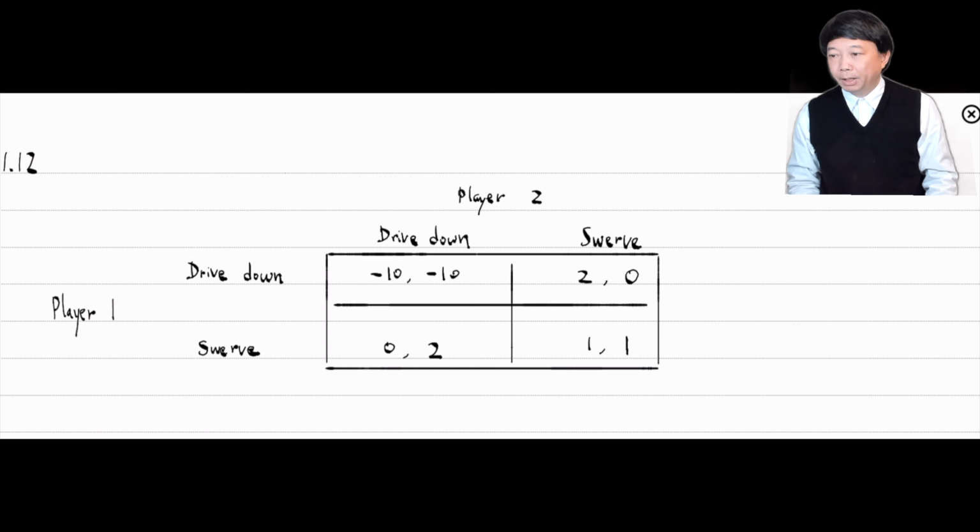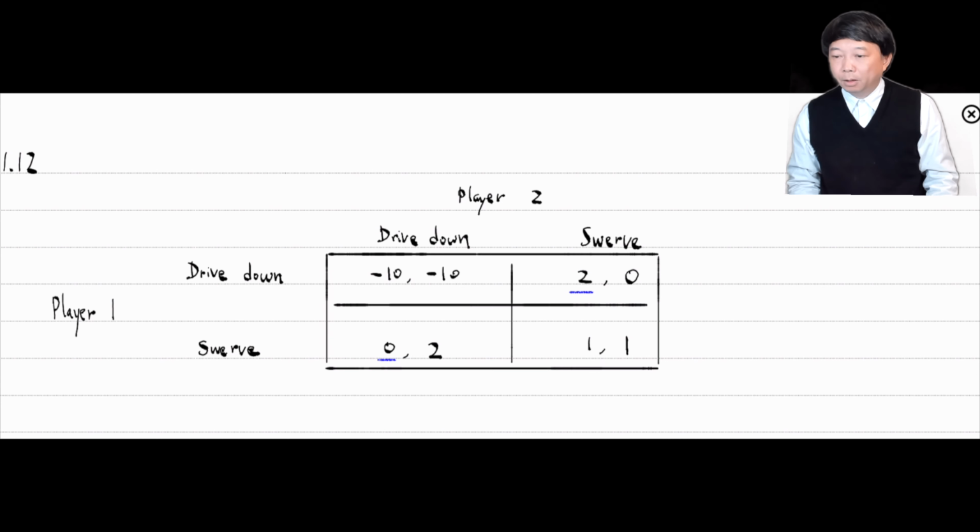We first consider player 1's strategy. Given that player 2 chooses to drive down the row, player 1 gets -10 if he drives straight and gets killed. He gets 0 if he swerves. Player 1's best response is to swerve. We underline his payoff 0. Given that player 2 swerves, player 1's best response is to drive down the row because it brings a higher payoff. We underline his payoff 2.